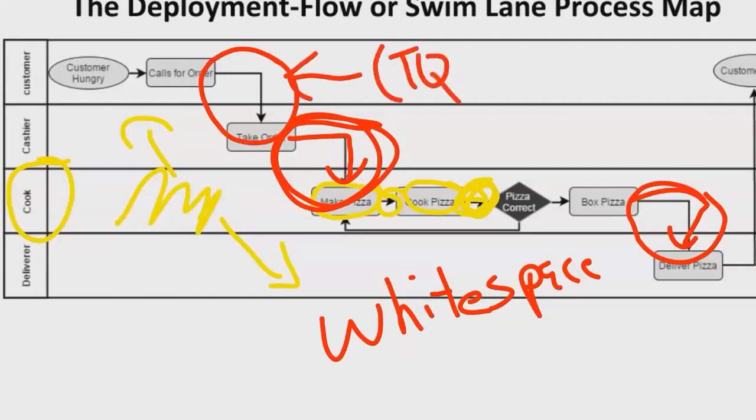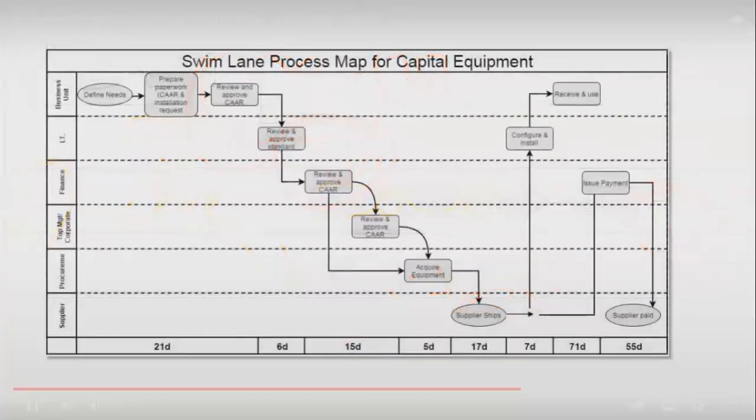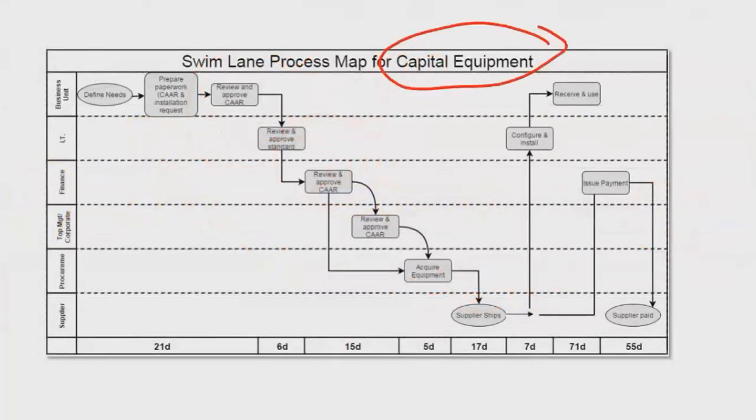Swim lane diagrams help me to see possible CTQs, and then they can help me in prioritizing which of the CTQs we should go out and actually measure in the measure phase. So in this next example, this is a process map of a capital equipment procurement process.